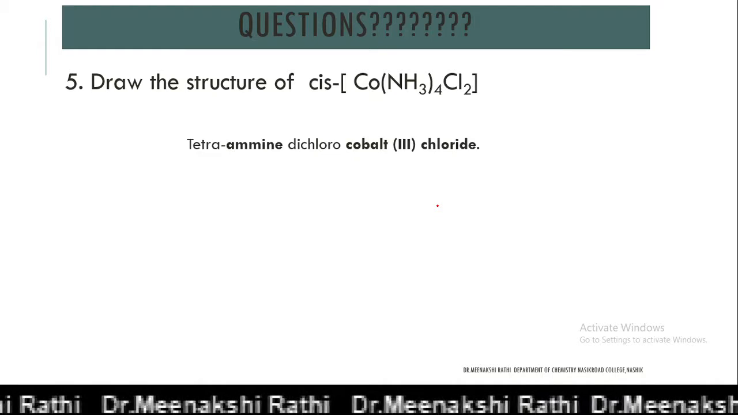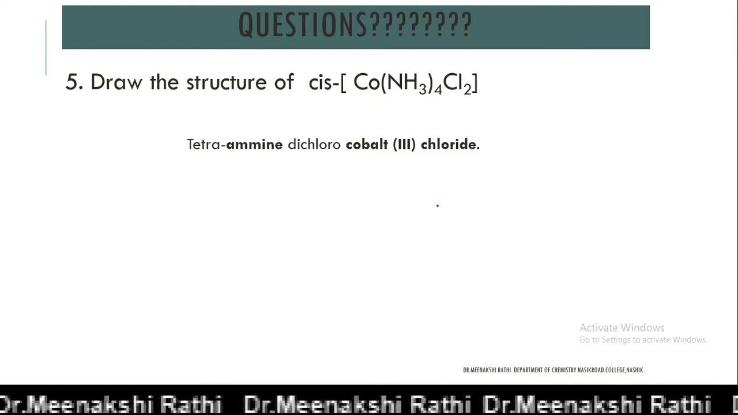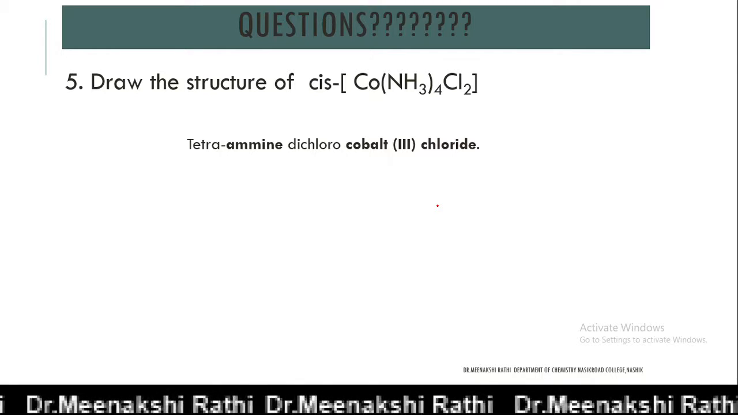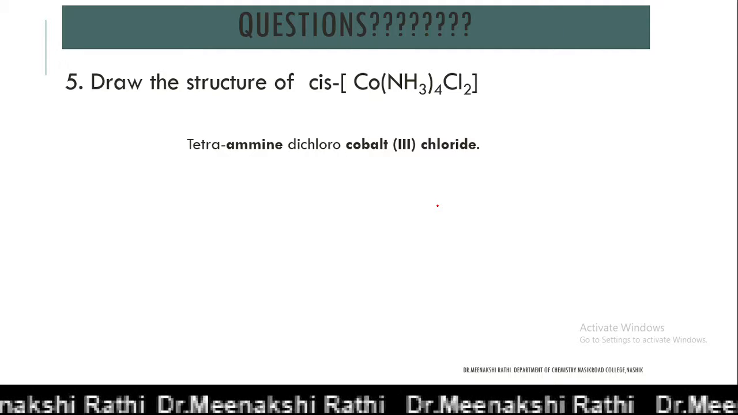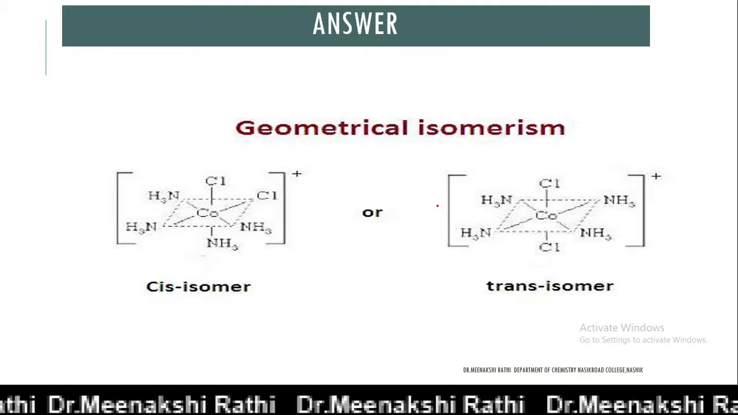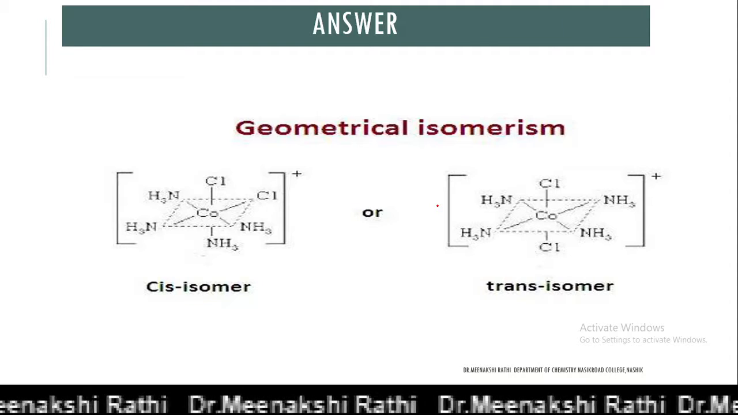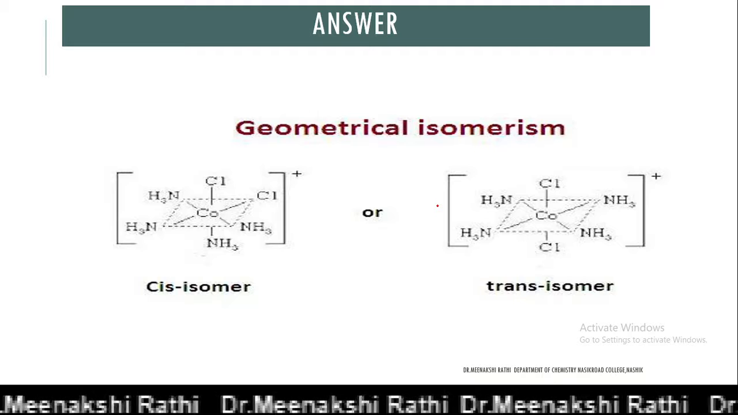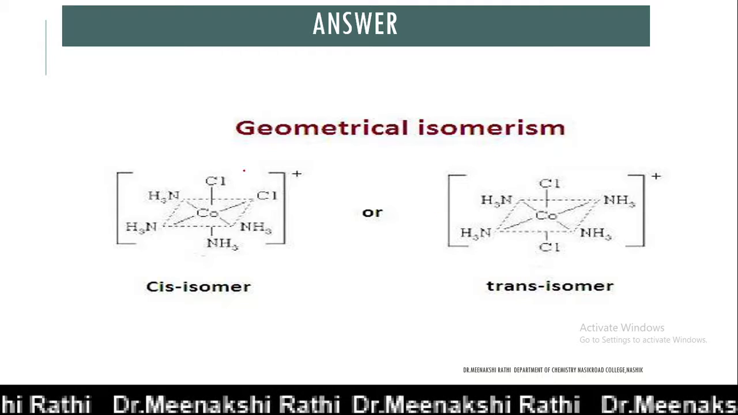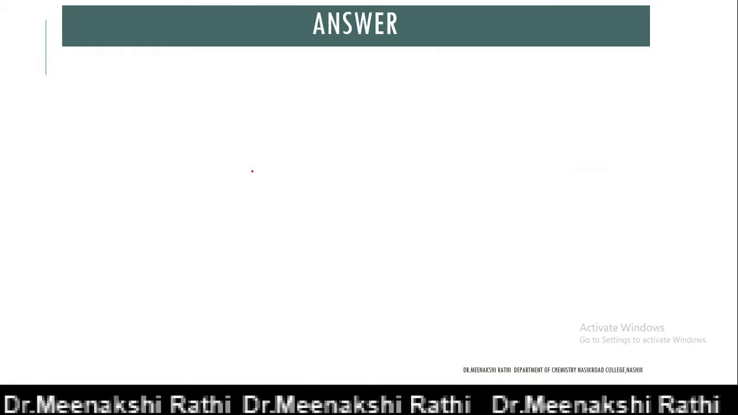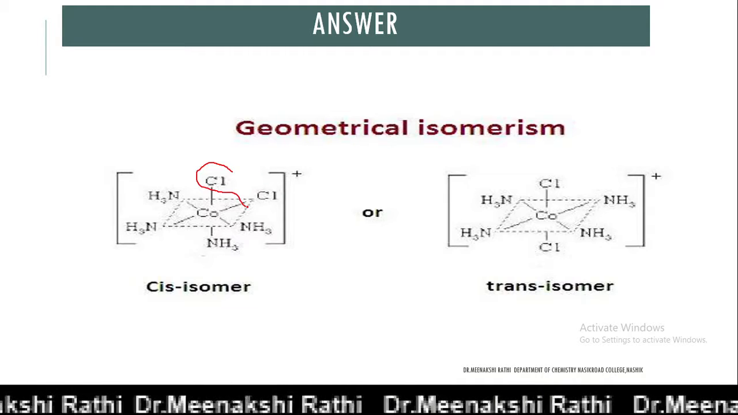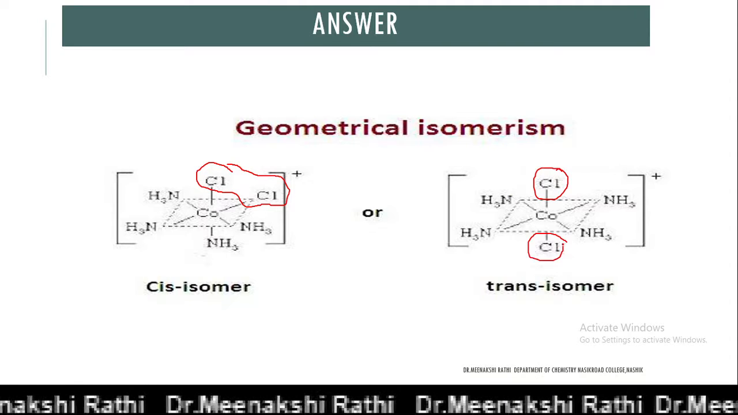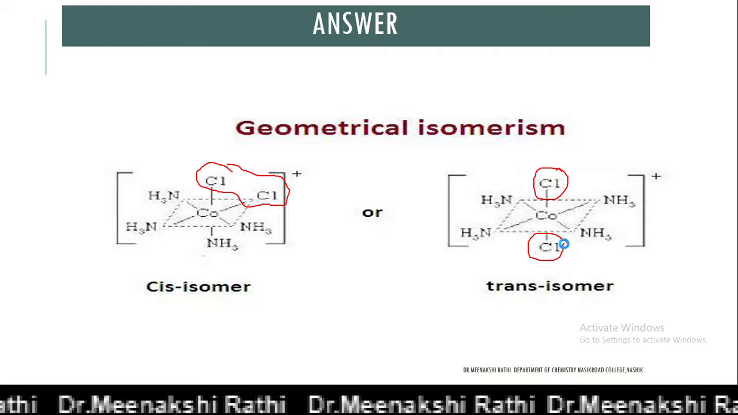Draw the structure of tetraammine dichlorocobalt ion. So, its structure is this, showing geometrical isomerism. Now here, how can you find out which one is cis and which one is trans? I already told you. Here 2 chlorine atoms are present on the same side, so it is cis, and 2 chlorine atoms are present on opposite sides, so it is the trans isomer.